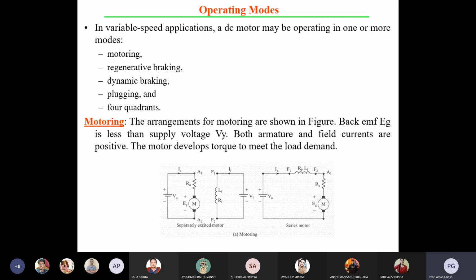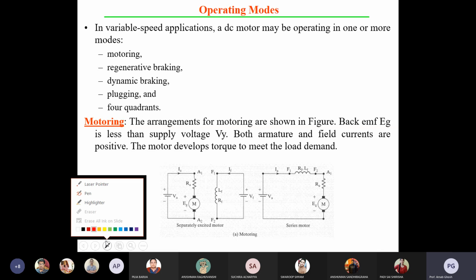Suppose motoring mode is in the first quadrant, then regenerative braking will be in the second quadrant. In that case, one of the terms may be negative, for example the direction of rotation may be different. That way you can distinguish that it is second quadrant operation and a regenerative braking condition. Braking means the motor behaves like a generator.